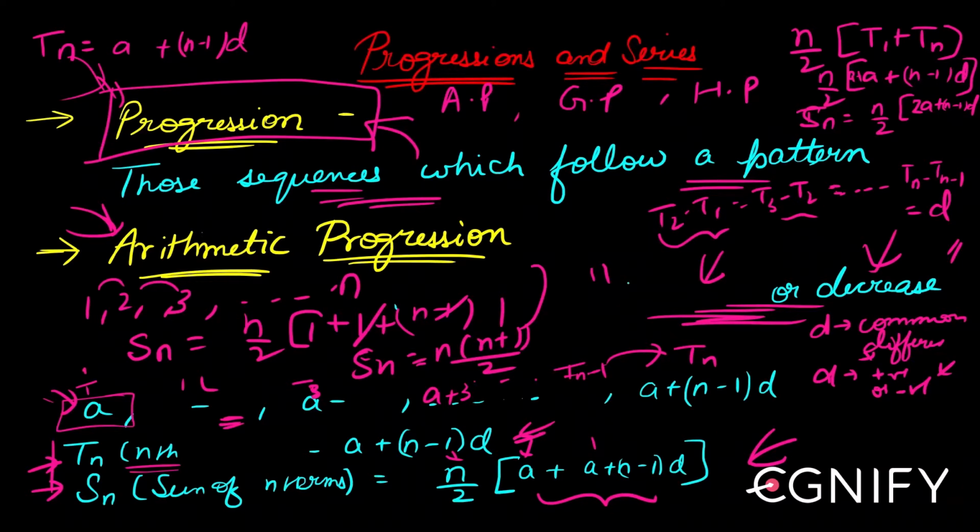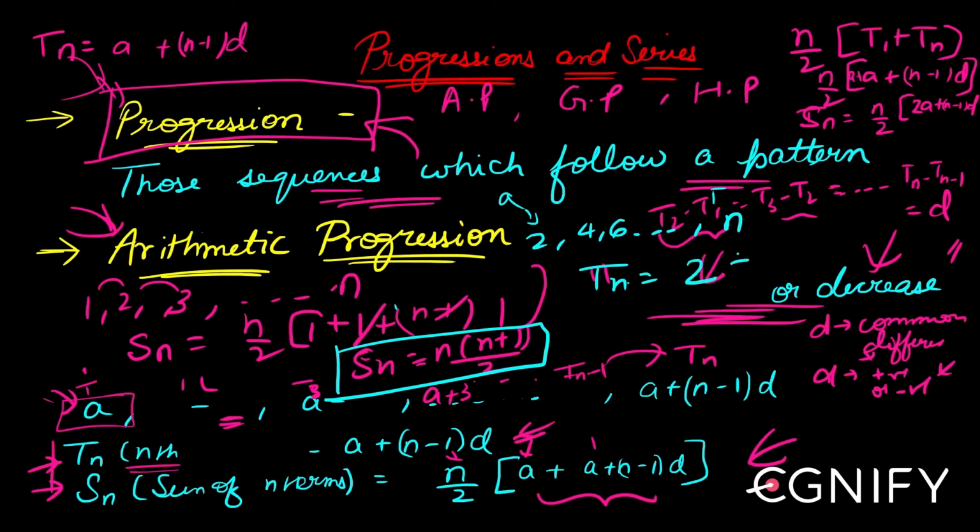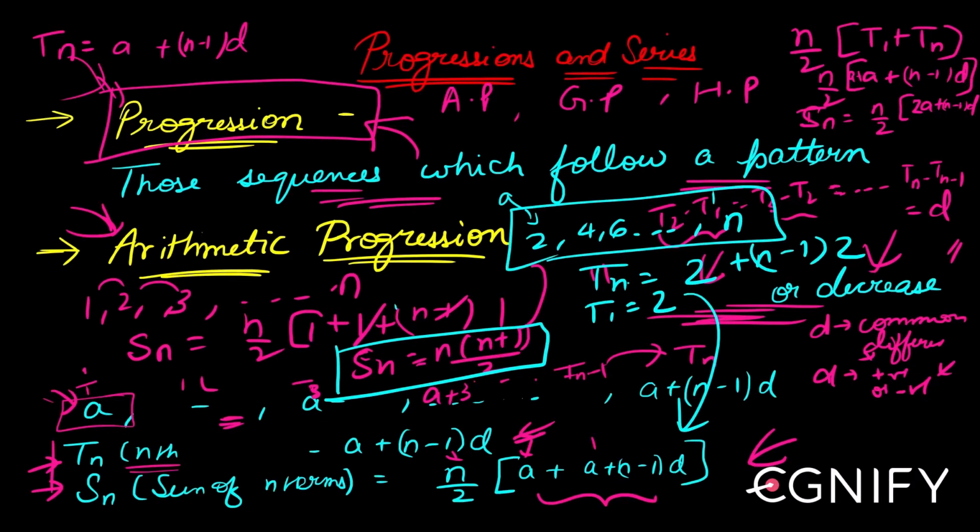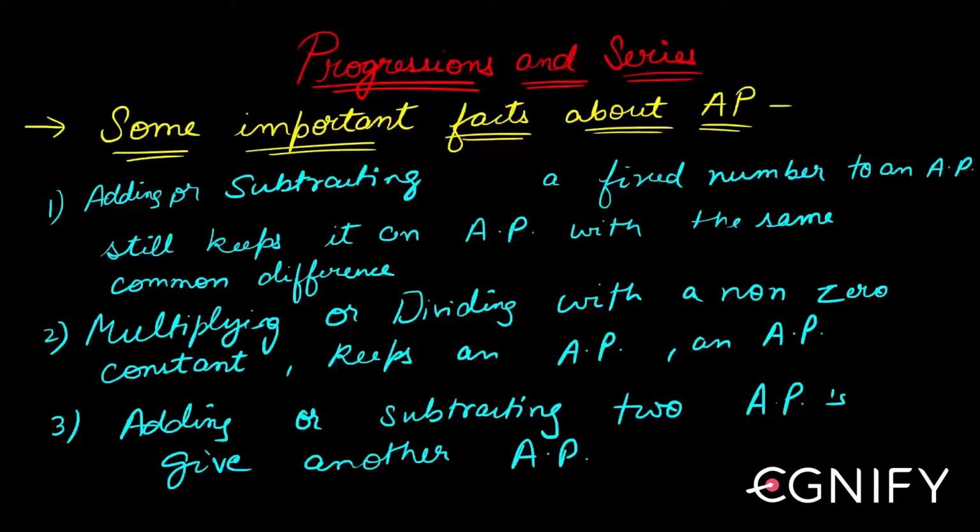So you can derive a lot of formulas. For example, you can also derive the sum of the first n odd numbers, or the sum of the first n even numbers. The first n even numbers will be like 2, 4, 6, up to n terms. So a is 2, and you can write your tn as 2 plus n minus 1 into d, which is 2. Your first term is 2, so you can put that in this formula and get the formula for the sum of the first n even numbers. Likewise, you can get it for odd numbers also. Deriving and remembering these formulas is a good exercise, and they'll help you save time during the exam.